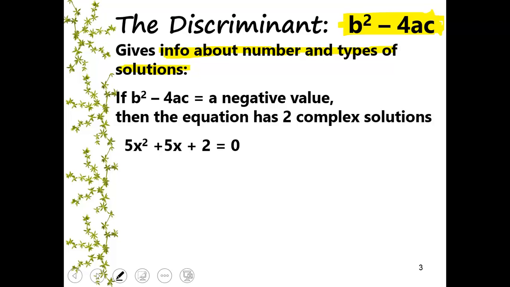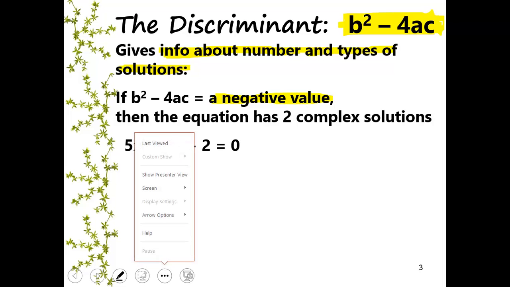If b squared minus 4ac is a negative value, then the equation has two complex solutions. Go back and look at the slide, let me see if I can get there.